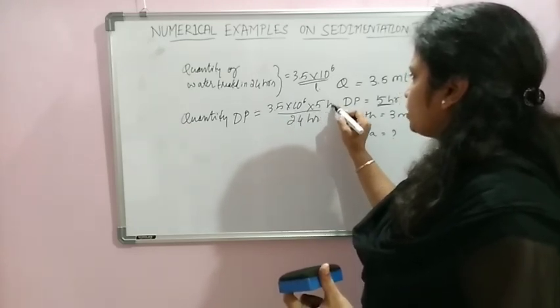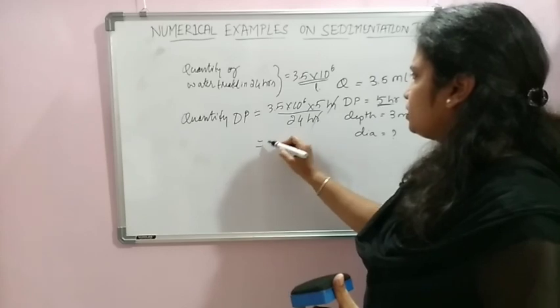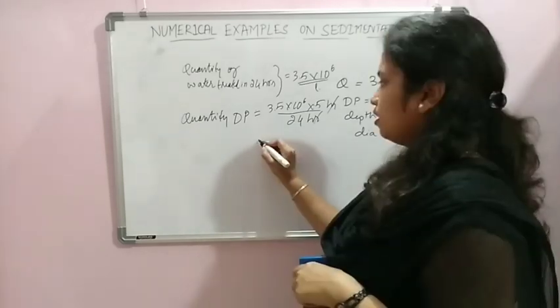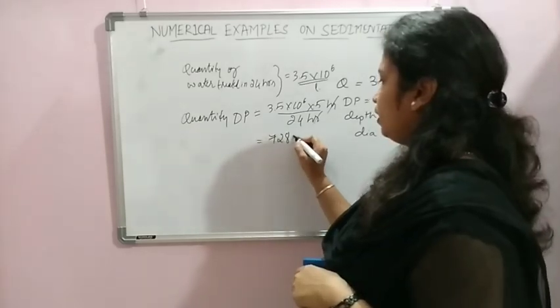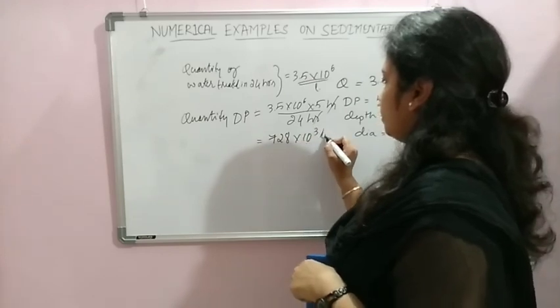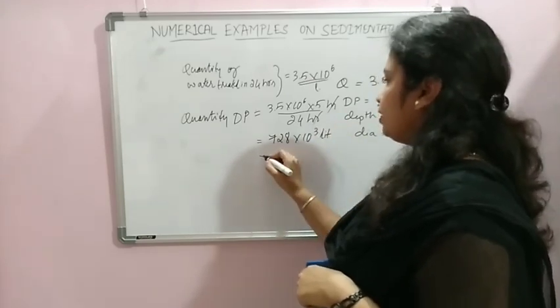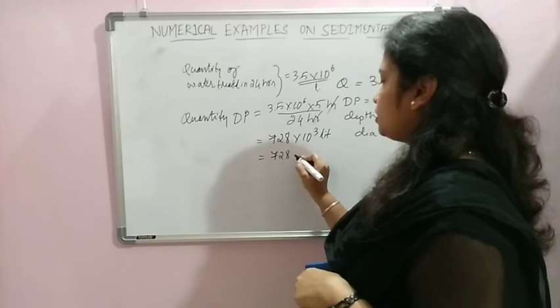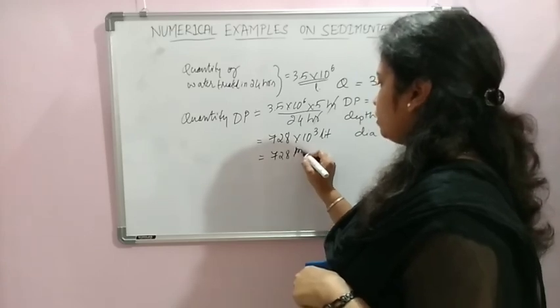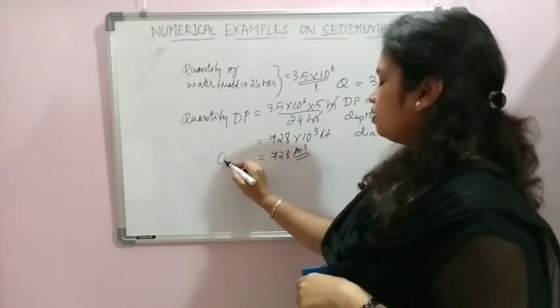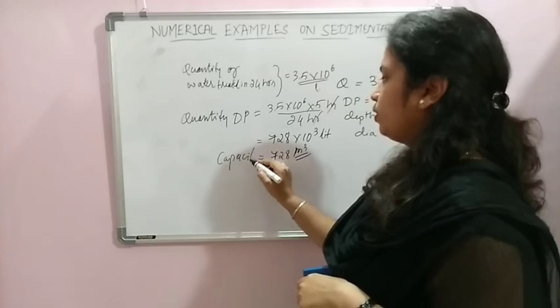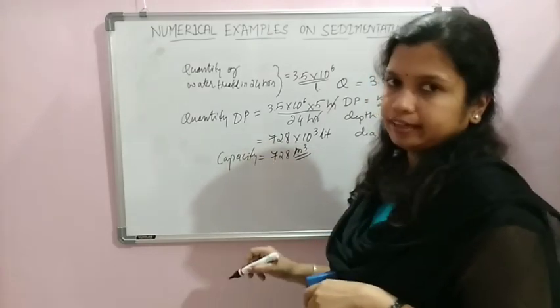Just like in the previous case, the hours get cancelled, and the answer is 728 into 10 raised to 3 liters. Dividing again by 10 raised to 3, the final answer is 728 meter cube. This is the capacity for which we need to design the tank.